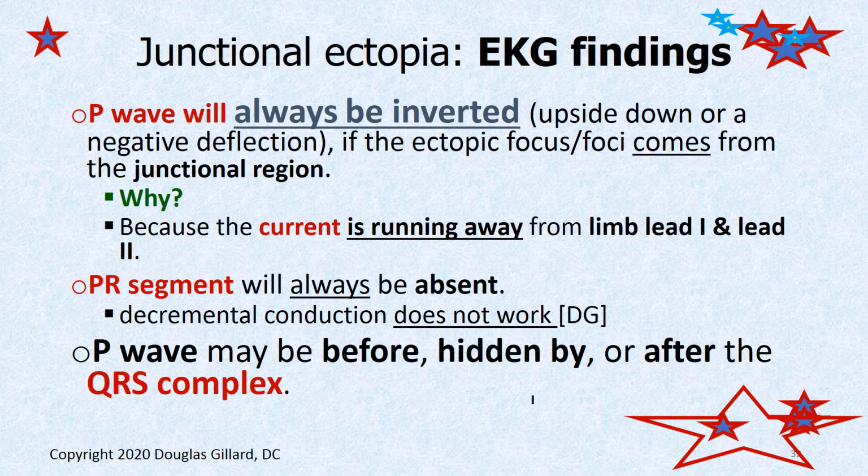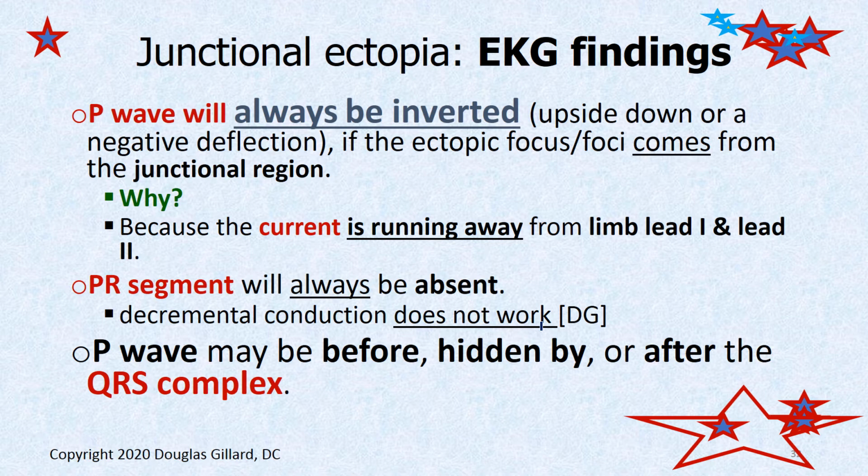So everything I just said, the P wave will always be inverted in junctional ectopia. Even if it's junctional tachycardia, it'll be inverted because the current is running away, retrograde from lead 2. PR segment will always be absent. And decremental conduction is not working then, right? If you get an action potential sparked in the AV node, nothing is going to be slowed down, so the ventricles and atria can contract at the same time. So you will lose a little bit of ejection fraction if this is going on a lot.